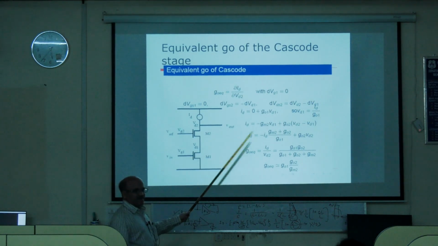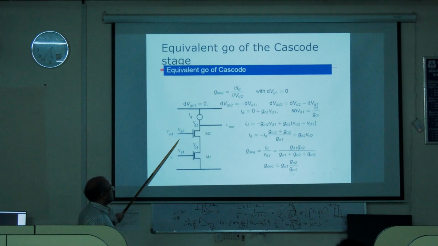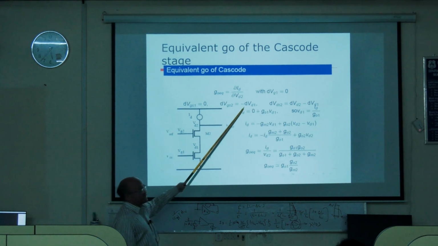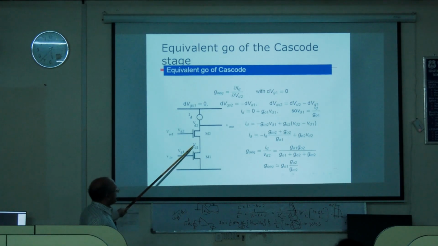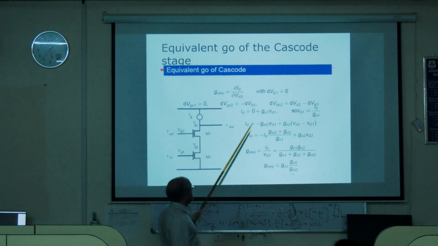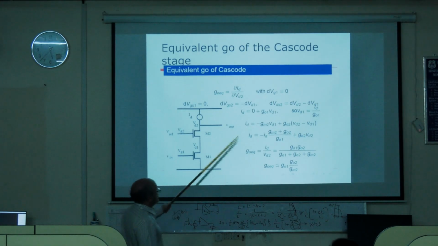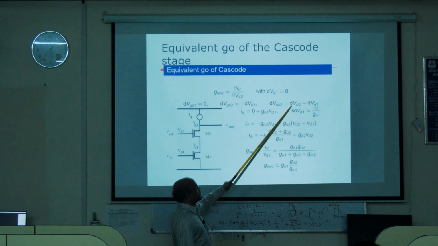Now I am just writing expressions. dVgs2 is dVg2 minus dVs2. dVg2 is 0, so it is minus dVd1, because Vs2 is the same as Vd1. And what is dVds2? dVds2 is dVd2 minus dVs2, and dVs2 is the same as dVd1, so it is dVd2 minus dVd1.